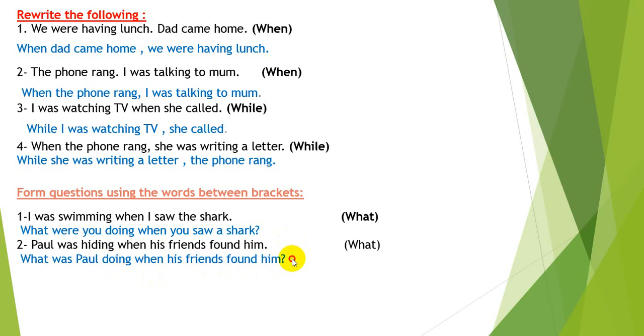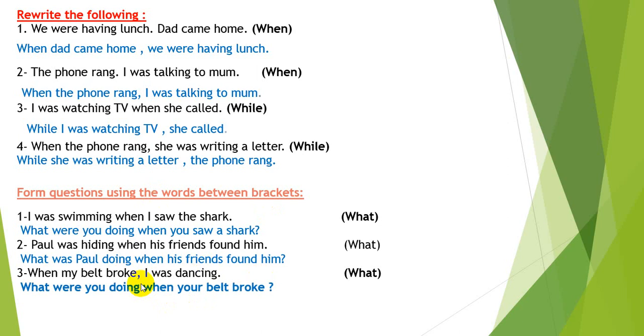Great. Number 3. When my belt broke, I was dancing. So a person was dancing and the belt broke. Okay? So again, pay attention. When there is I here, I should check and be careful. I shouldn't ask you using I. So it's going to be like this. What were you doing when your belt broke?